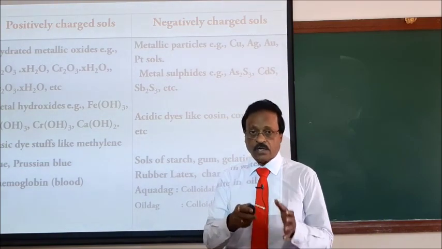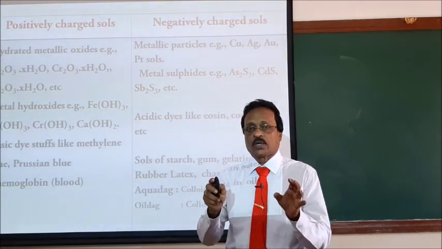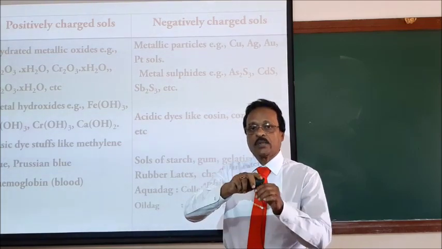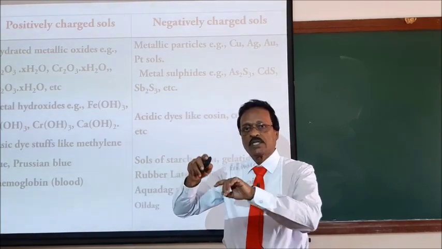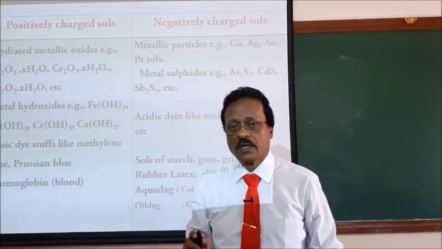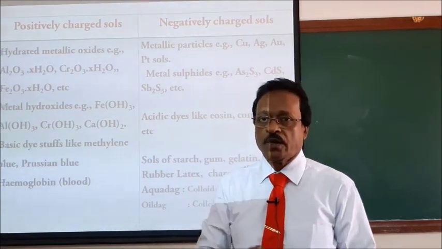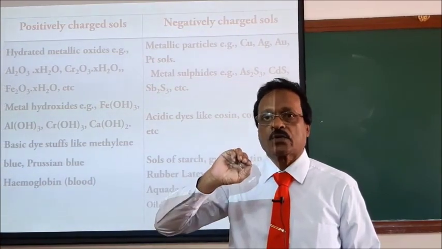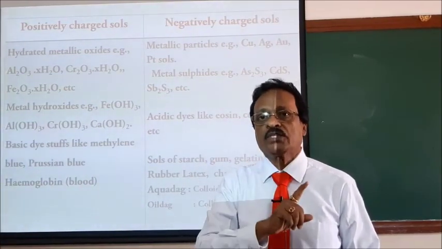So please try to understand. Suppose you take sodium chloride and pass an electric current. Na+ ions move towards the negative plate, and Cl- ions move towards the positive plate. But what happens in the colloidal dispersion? All the particles move towards only one of the electrodes. That means they carry only one type of charge.